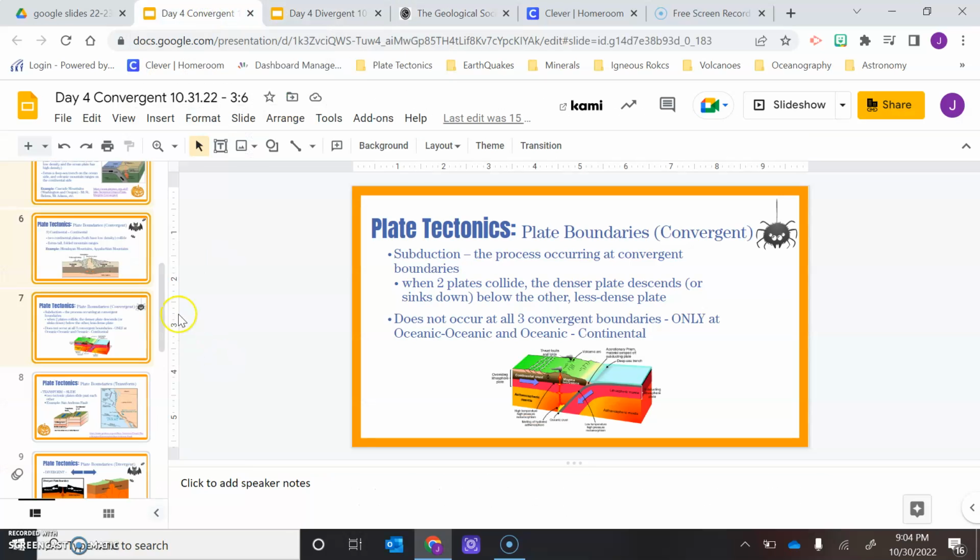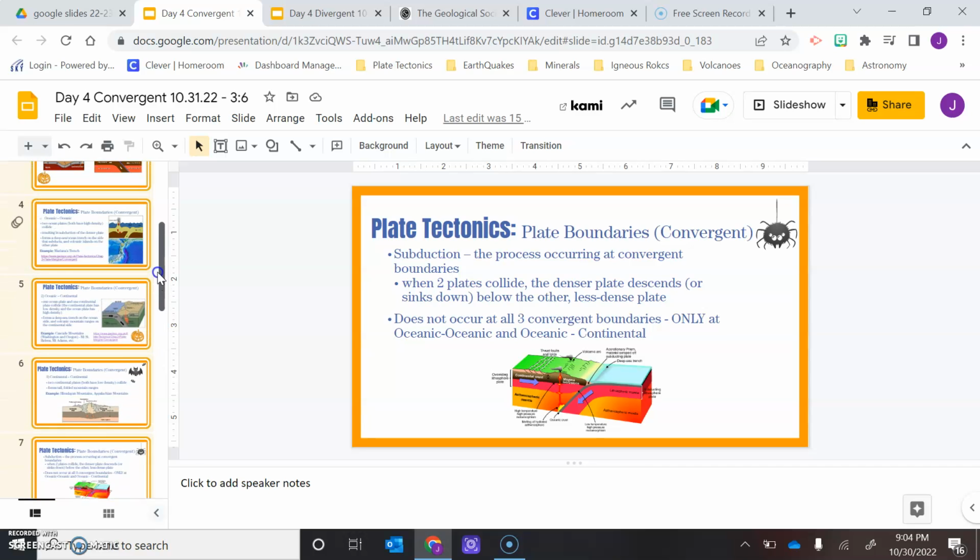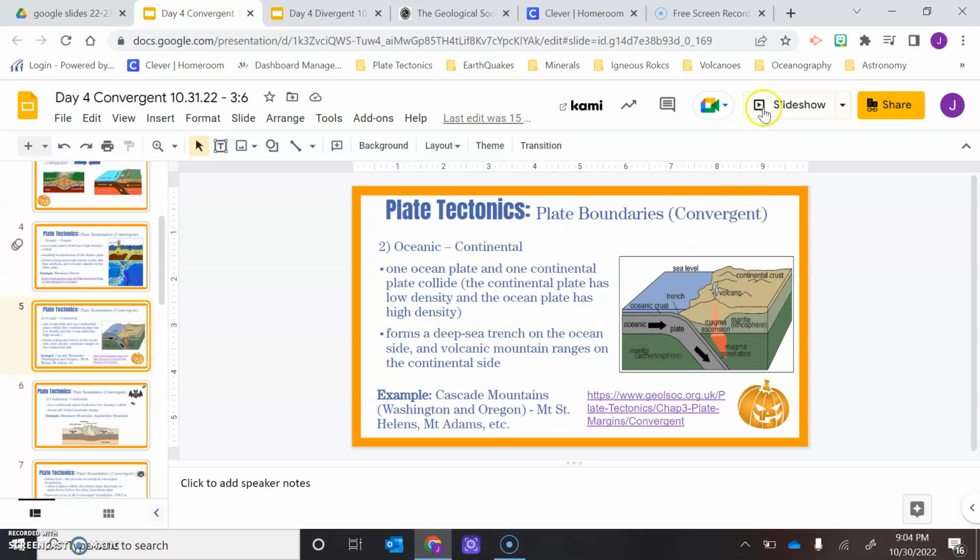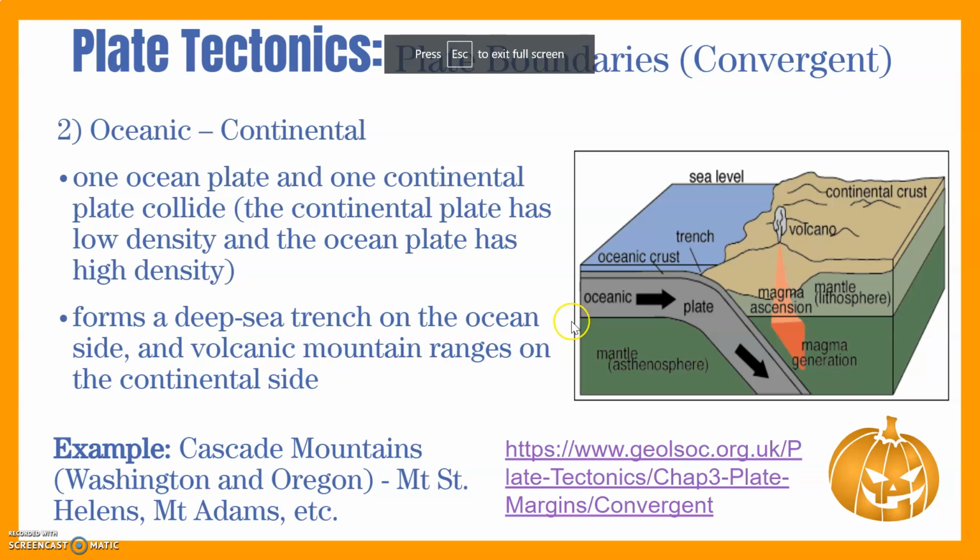Okay, so back to the notes here. Where did we leave off? Sorry, guys. Okay, so the next type of plate boundary is almost identical to the one we just saw. This is oceanic continental. The features are the same. You get a deep sea trench. You have subducting ocean crust.